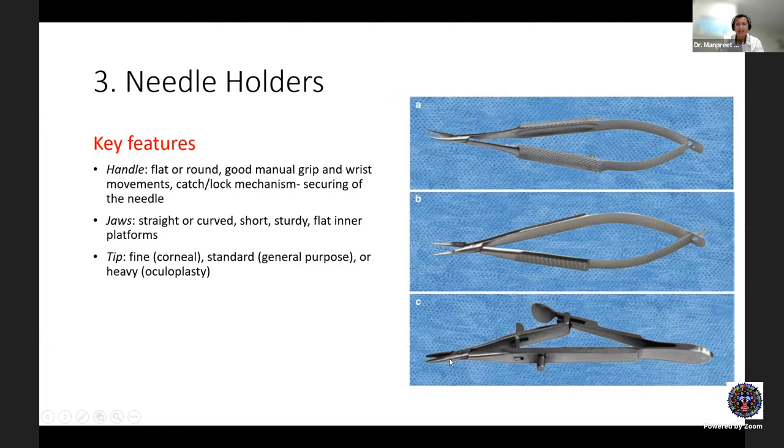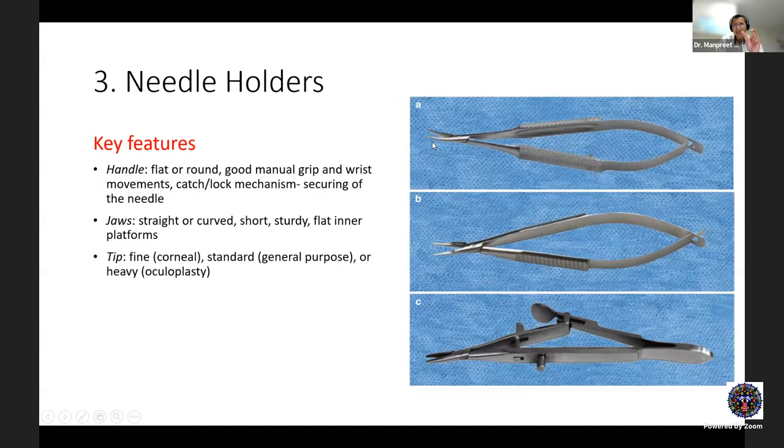The C needle holder is called Kalt. So the first one is Barraquer's, B is Castroviejo, C is called Kalt needle holder. Describe it in the same way: handle, then jaws. Jaws are straight or curved. In figure A, it is curved, B is straight. And the jaws have inner platforms, platforms are always there in the needle holder so that the needle is held properly. It doesn't rotate or slip. And the tip can be fine for corneal procedures, and standard, or the thickness I'm talking about, is for general procedures while closing any skin wound or eyelid laceration.